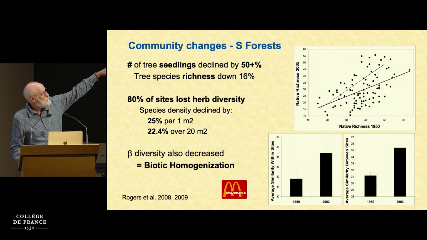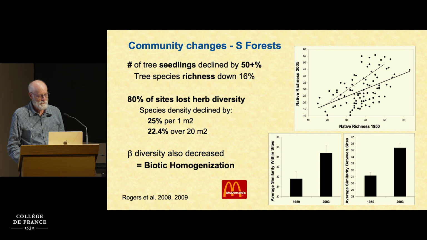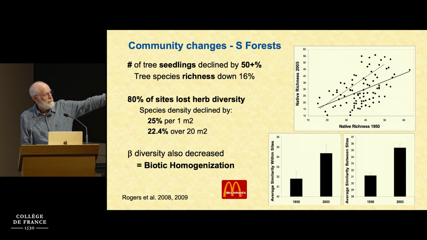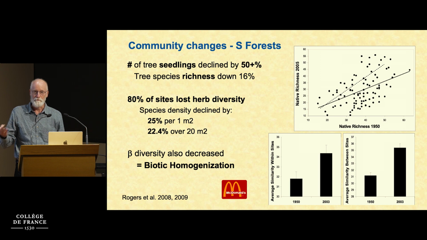Nevertheless, they lost 25% of their original plant richness on the 1 square meter basis, and at least a fifth of their diversity over 20 square meters, and 80% of the sites managed to lose species over the 50-year interval. As also pointed out this morning, the changes in beta diversity, which we should be paying attention to, are at least as dramatic. This McDonaldization of the world means that the sites become more similar to each other, and also even within sites, individual 1 meter square quadrats begin to look more and more alike as you sample them.